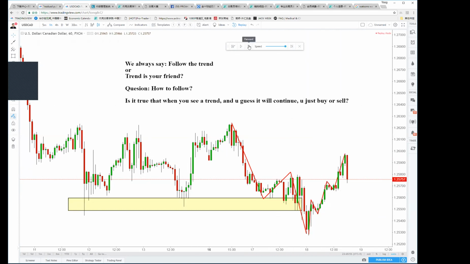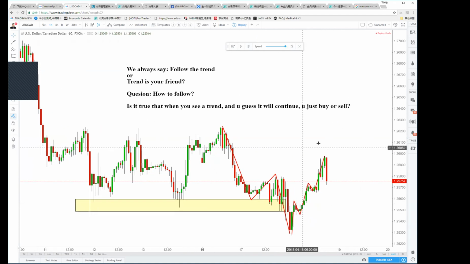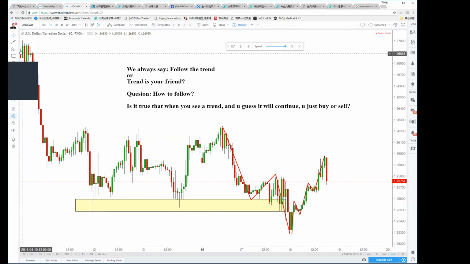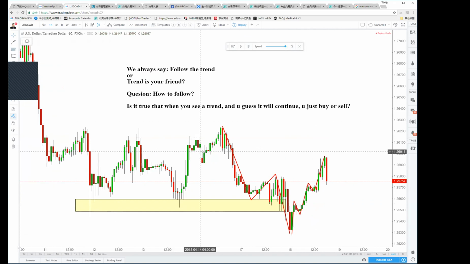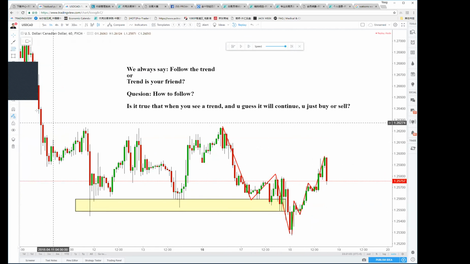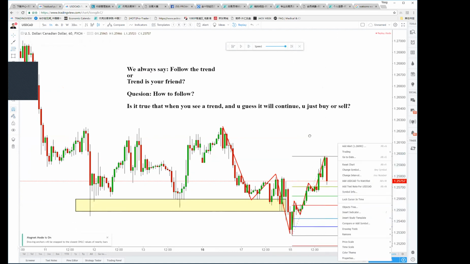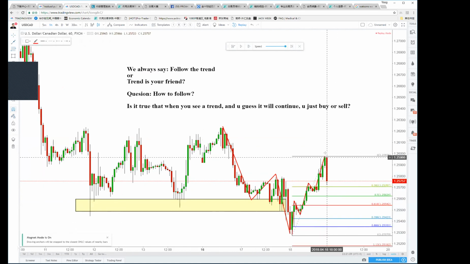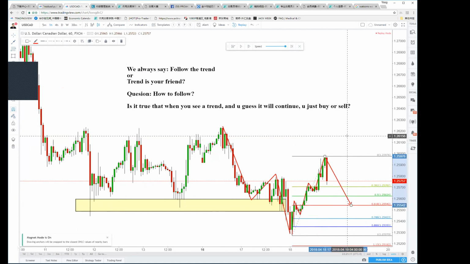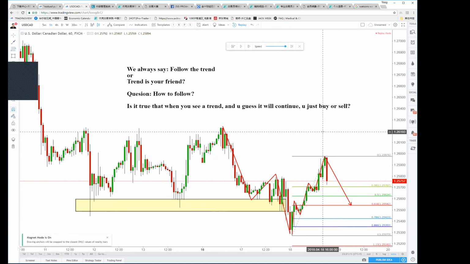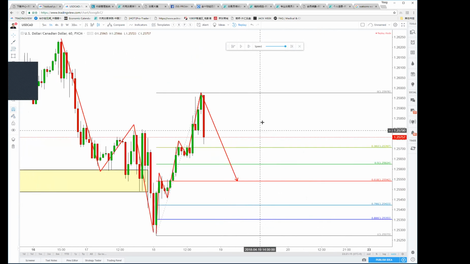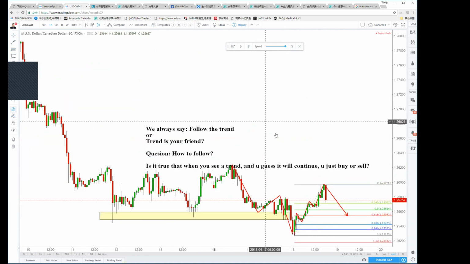But what this chart means to me is I will wait for the 618 pullback plus the structure to find my best trading opportunity, and also determine where is my entry, where is my stop loss, and where is my target. So here, this is one of my favorite patterns.